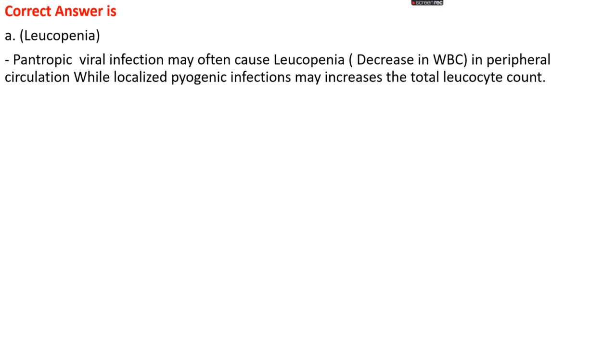Pantropic viral infections refer to viral infections which are not specific to certain types of cells. It can affect all types of cells. Such a type of viral infection is a pantropic viral infection. This pantropic viral infection may often cause leukopenia. Leukopenia is a decrease in the count of WBC in peripheral circulation, while localized pyogenic infections, that is bacterial infections, may increase the total leukocyte count, that is leukocytosis.